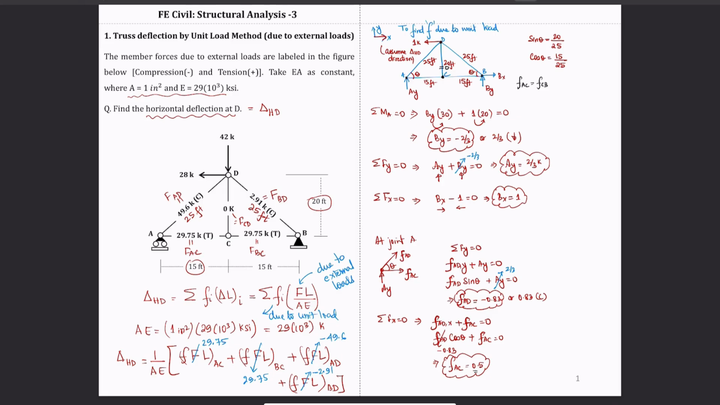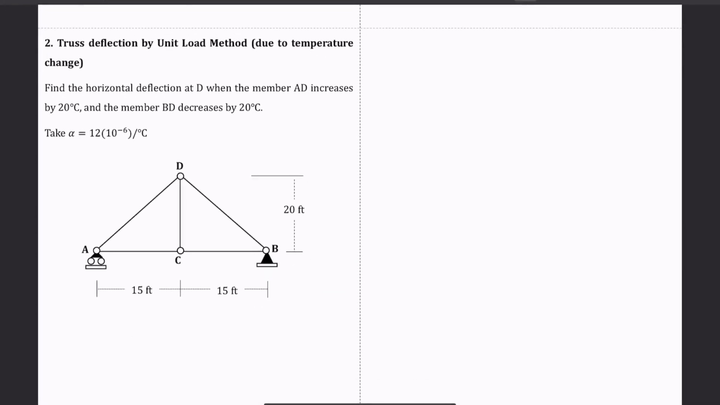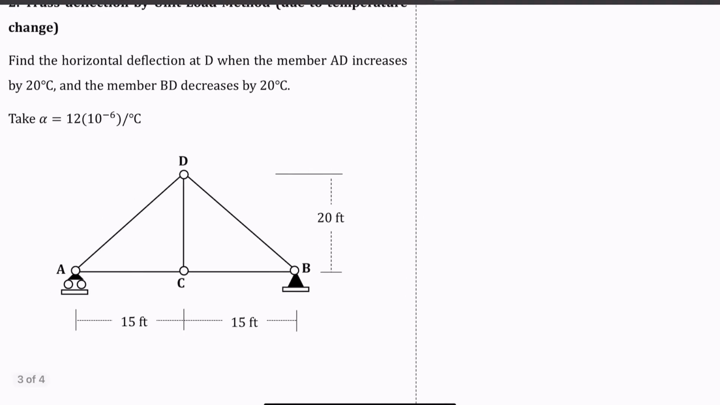Now we're going to see what if there's a change in temperature. Okay, so if there's a change in temperature, please make sure that you read the question carefully, because it's very important, so that you don't waste all of your time in doing extra things that are not needed. Okay, so it is given here that again same horizontal deflection at D, and the member AD increases by 20 degrees, and the member BD decreases by 20 degrees centigrade.